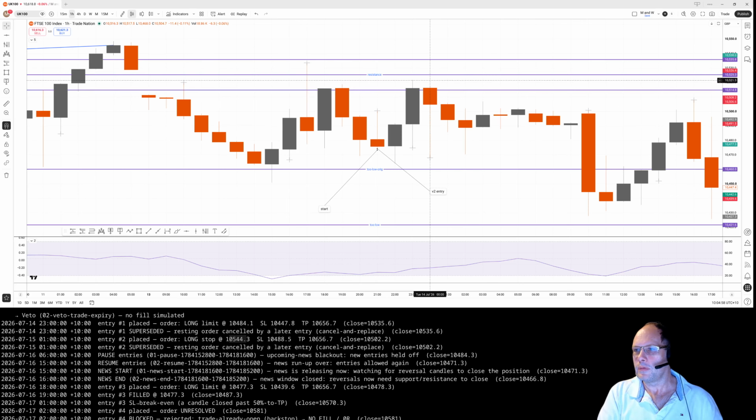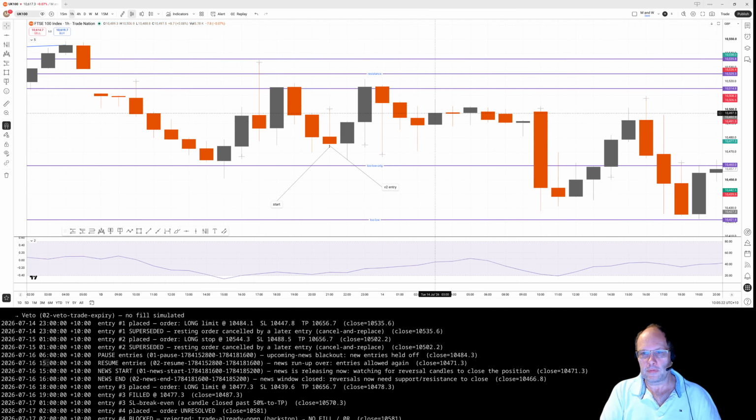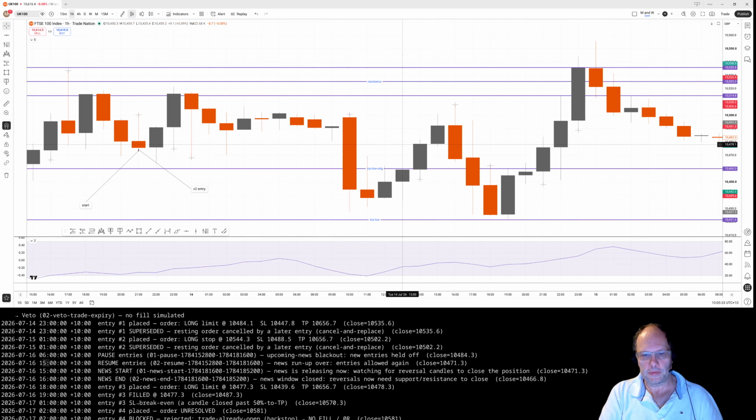Then it paused entries at 6 a.m. because I had news coming up, and then resumed them at 3 p.m. So the whole day, from 6 a.m. to 3 p.m., there was no entry. There's the FTSE index to 3 p.m., which is over. So was that an entry? That could have been an entry. See, 14:00, that's the end of the news.